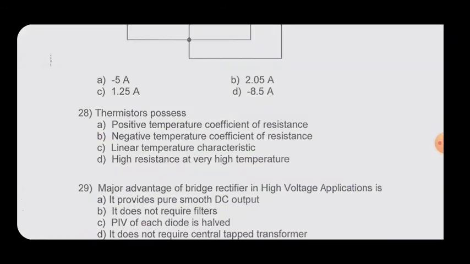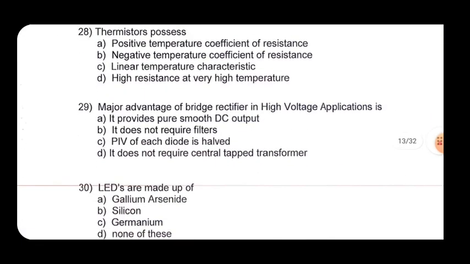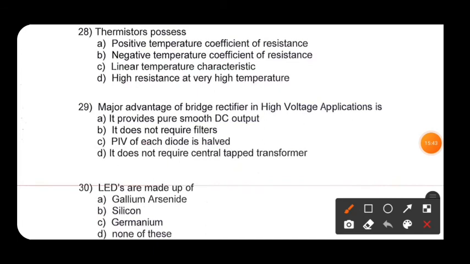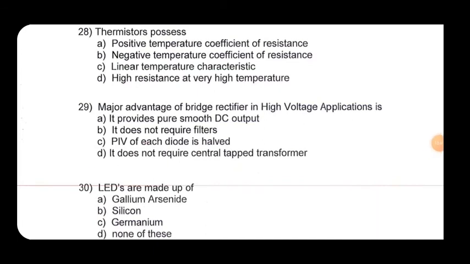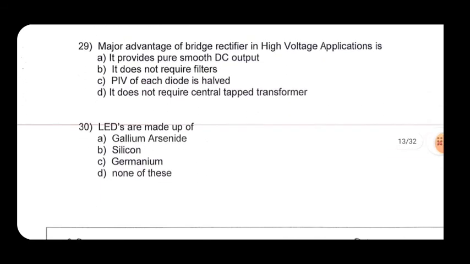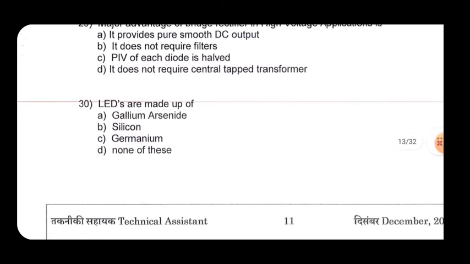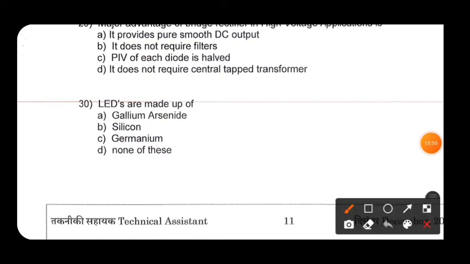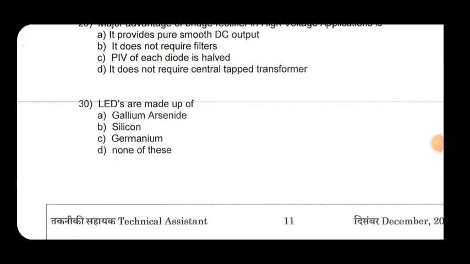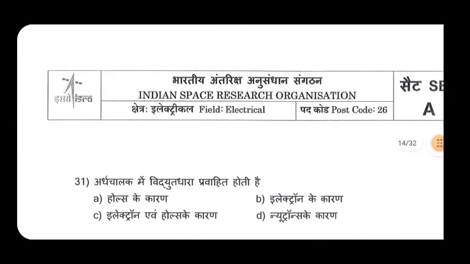Next is the major advantage of a bridge rectifier in high voltage application. Due to there being no center tap transformer present, the cost will be preferably low. Next is LEDs are made up of mostly gallium arsenide. So next question is 31.